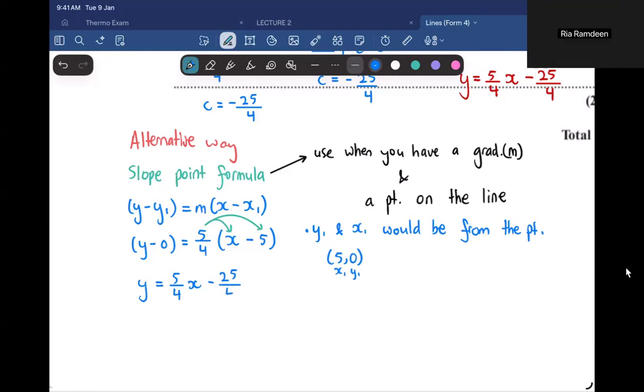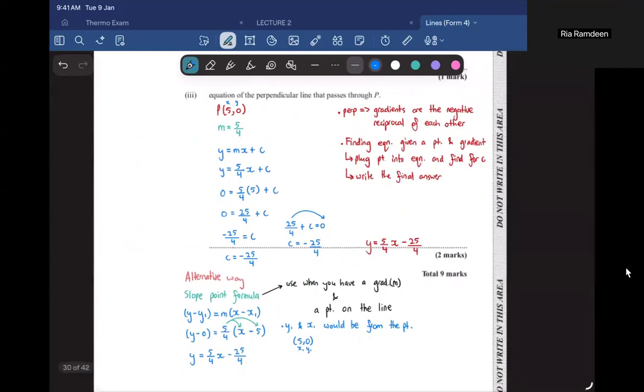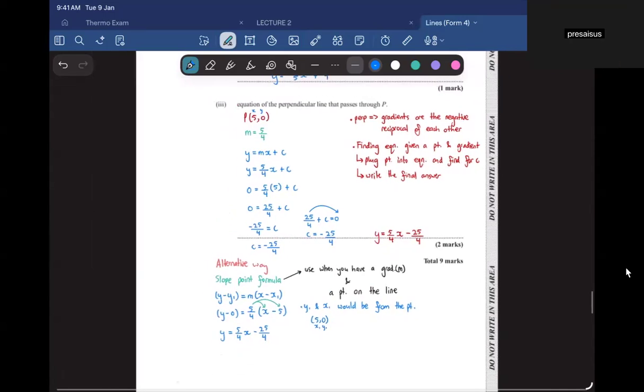This is the alternative method. Let me know if you guys understand this. Okay, that's actually kind of easy. Yeah, it is. Yes, sir. I understand it like 100%. Okay, good.